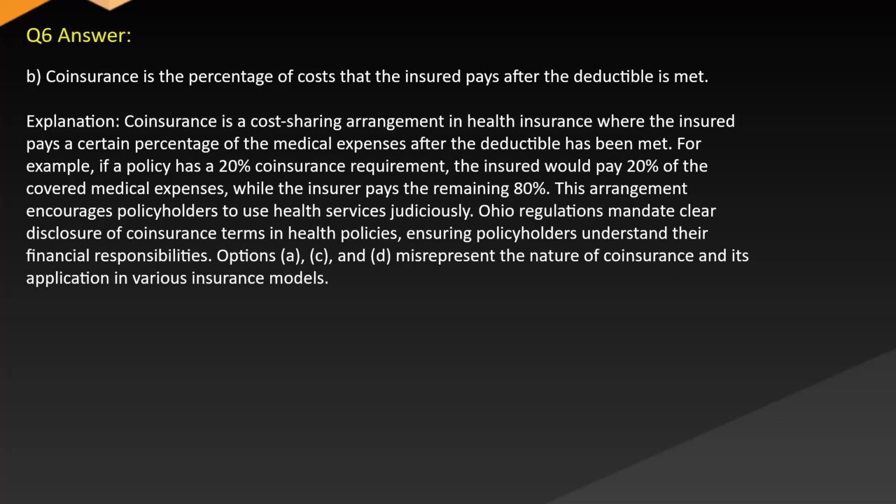Answer. B. Coinsurance is the percentage of costs that the insured pays after the deductible is met. Explanation. Coinsurance is a cost-sharing arrangement in health insurance where the insured pays a certain percentage of the medical expenses after the deductible has been met. For example, if a policy has a 20% coinsurance requirement, the insured would pay 20% of the covered medical expenses, while the insurer pays the remaining 80%. This arrangement encourages policyholders to use health services judiciously.